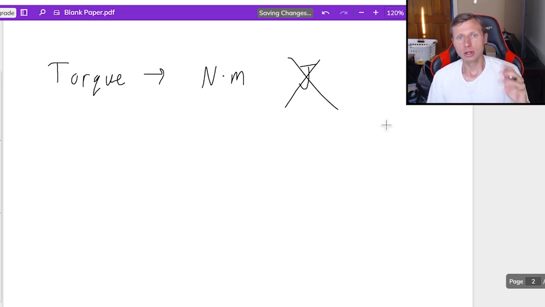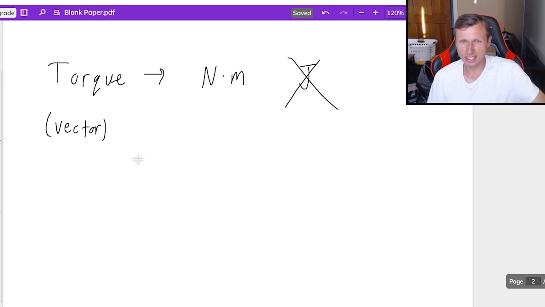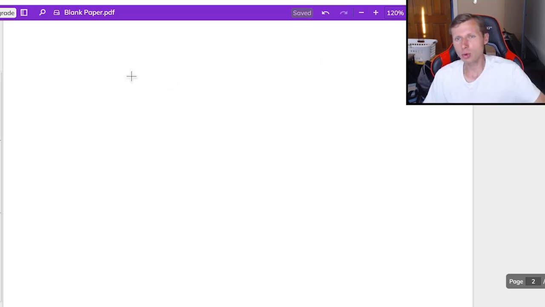It is wrong. The reason why is because torque is a vector, which if you forget, means it has both magnitude and direction, while energy and work are scalars. And remember, scalars just have magnitude, size, but they don't have direction. So for that reason, we cannot say joules, we have to write newtons times meters, and that's the only option you have for torque.